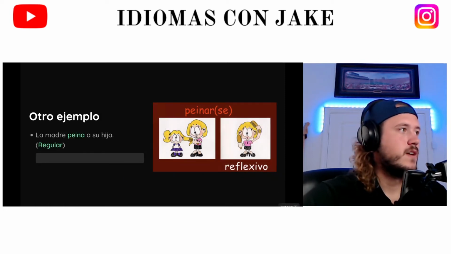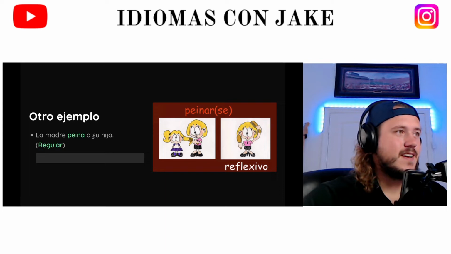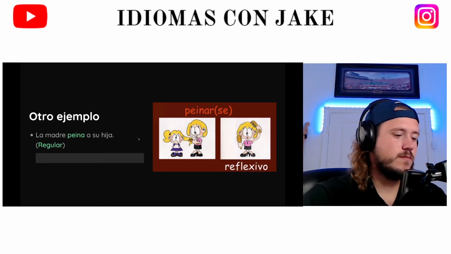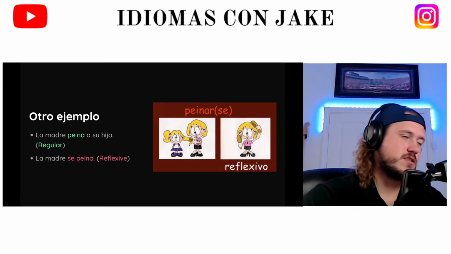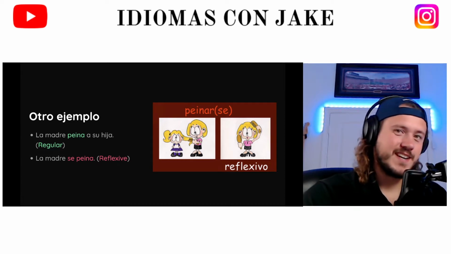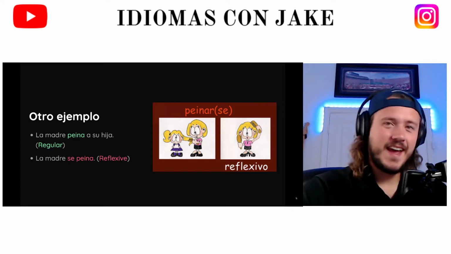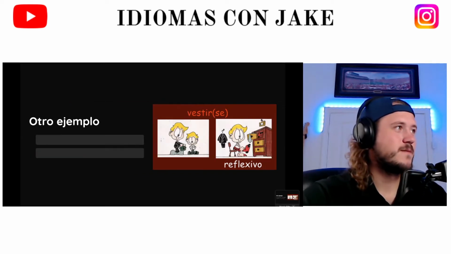Otro ejemplo. La madre peina a su hija. Mom combs her daughter's hair. Peinar, to comb. Or I have la madre se peina. Mom combs herself. Look, mom on the right is combing. She's also the one getting combed. So she's doing the action and she's receiving the action.